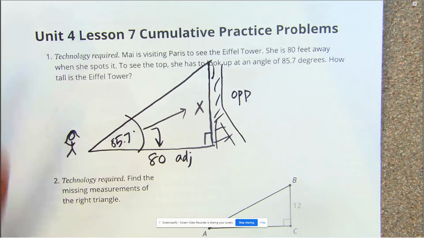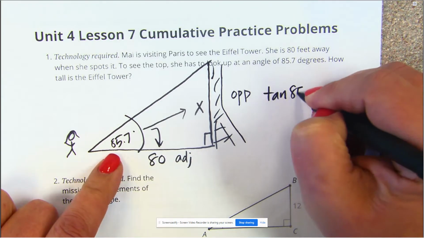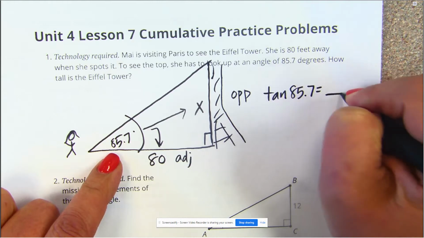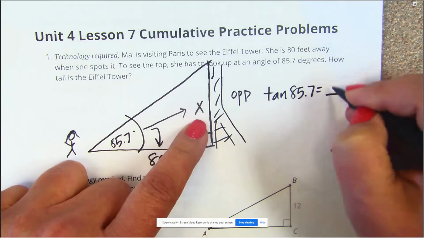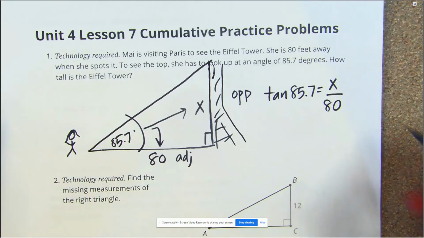Which trig ratio is opposite over adjacent? Tangent. So the tangent of 85.7 is opposite, which is the I don't know, over the adjacent 80. Now I'm trying to figure out what x is.